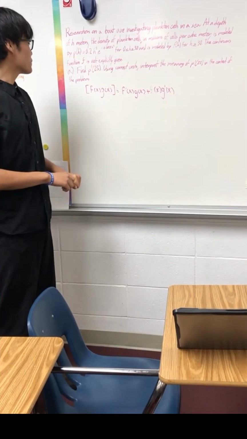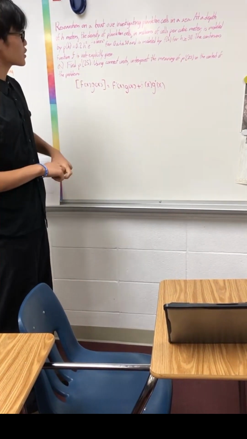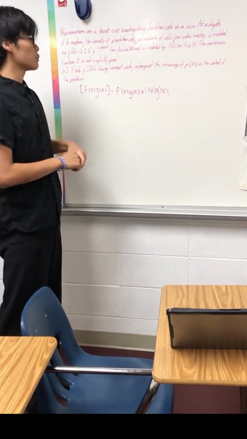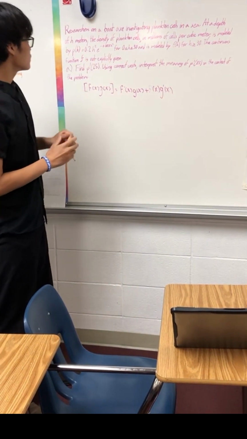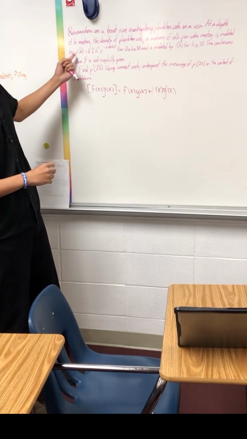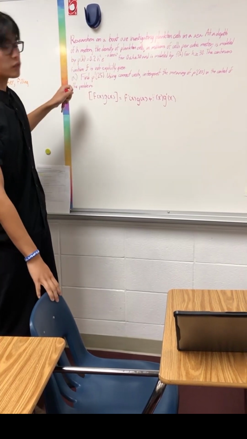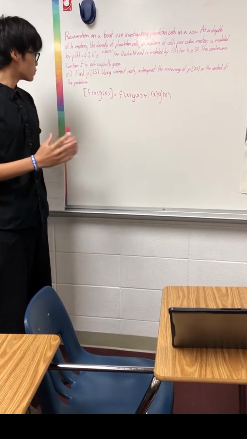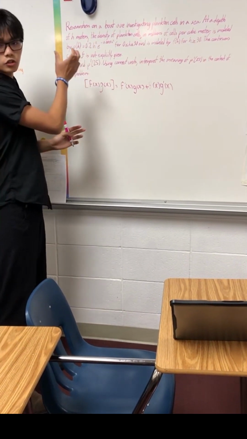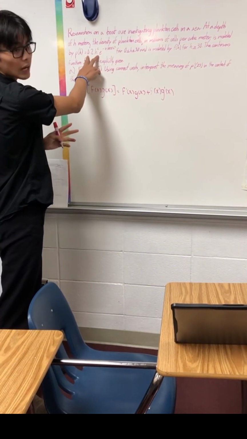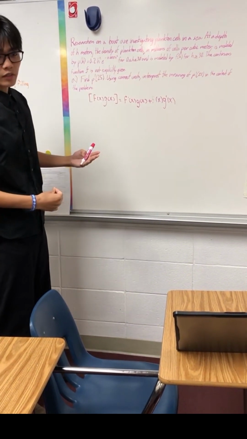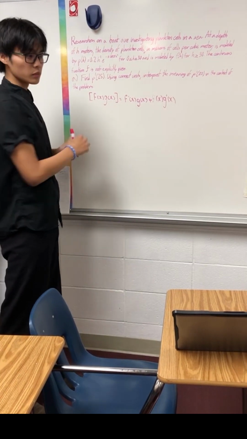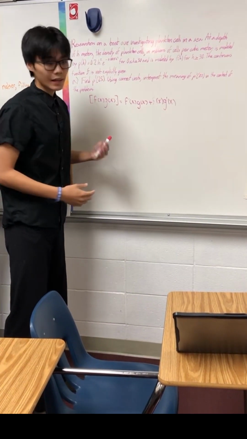So we're asked to find p prime of 25 and, using correct units, interpret the meaning of p prime of 25 in the context of the problem. To begin, p prime of 25 is just the derivative of p of h at h equals 25. We see that there are two parts that both have the variable h. When deriving this, are we allowed to simply derive it straight through? No, that is a product rule.